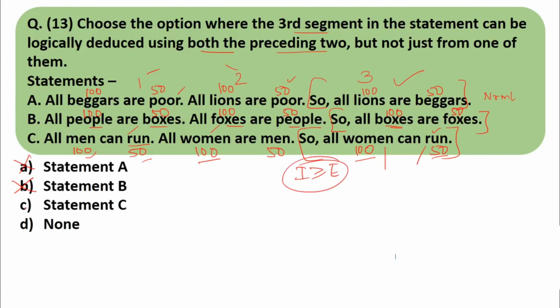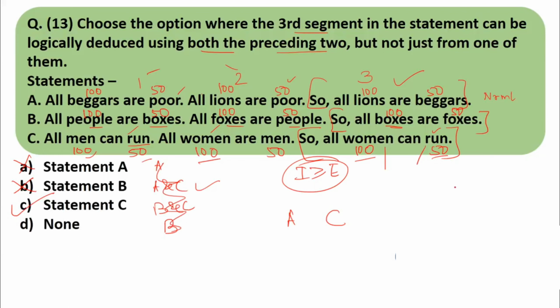So the third one is a logical statement. Okay, the third conclusion can be derived from these two statements. So the answer is C, statement C. They can have statement A as well as C as correct. Okay, and they can give you options like statement A and C, statement B and C, or statement B only. If A and C are correct, then choose the option A and C, right? So that is also possible.